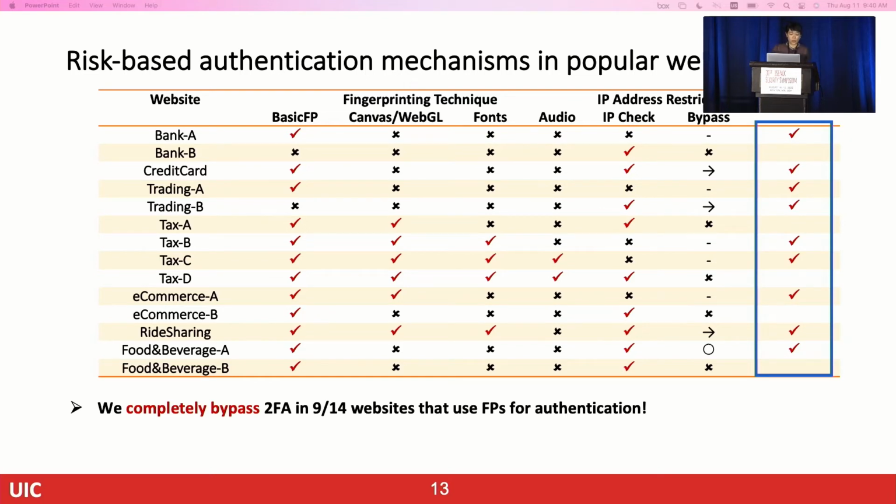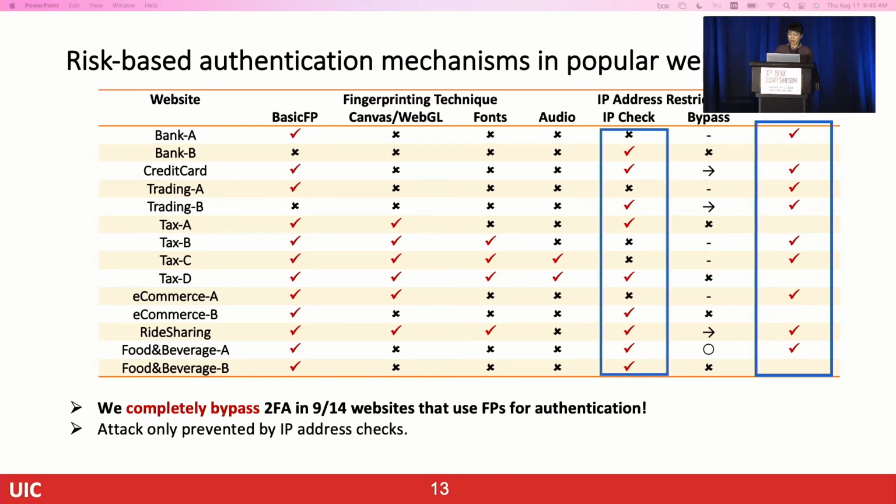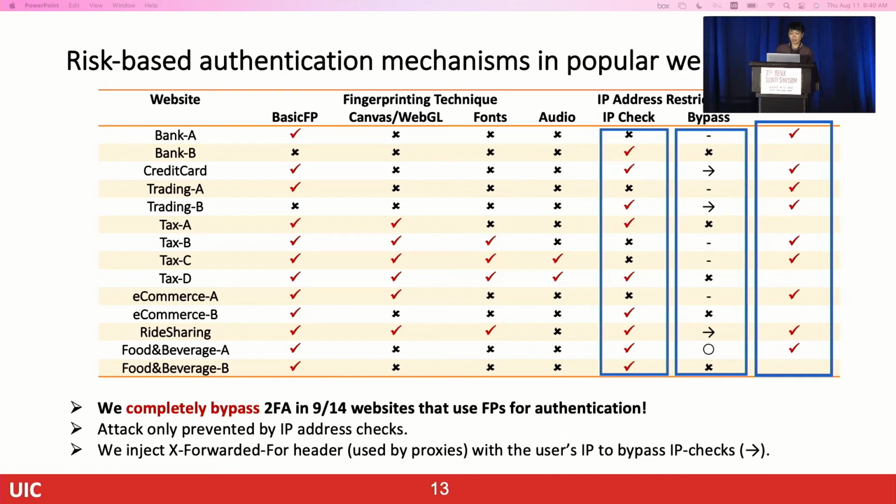As a result, we completely bypass 2FA in 9 websites. Some websites use basic fingerprinting, and some websites use a combination of basic and advanced fingerprinting. And our attack successfully spoofed all these fingerprints. The only reason that the attack is prevented is the IP restriction. And even in this case, we can still bypass some of them by modifying the headers.